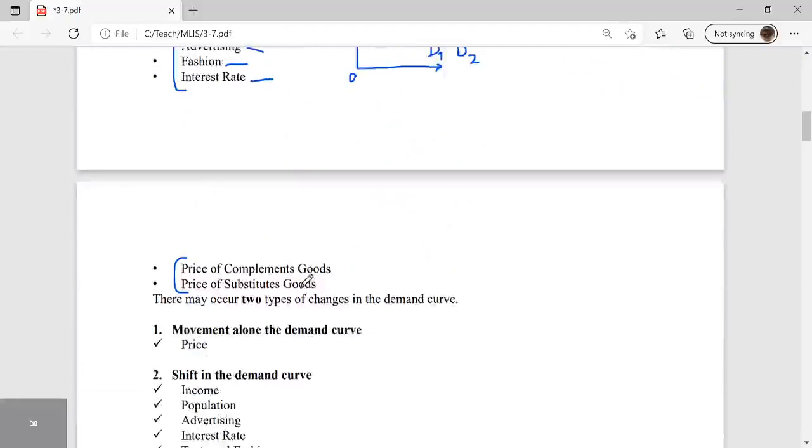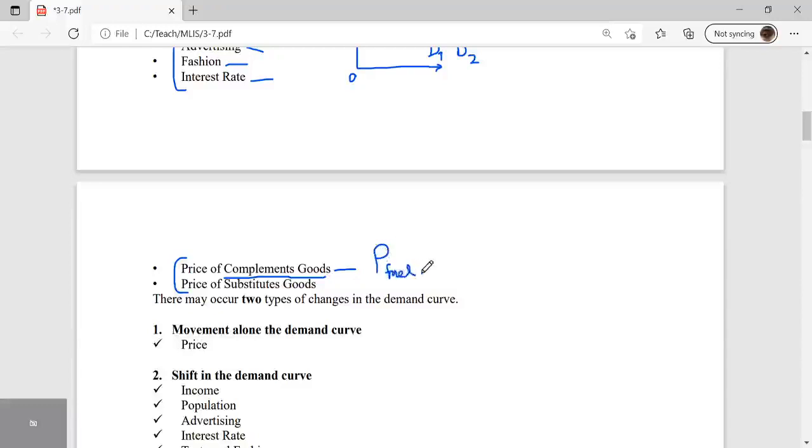Next we have price of complements. So the price of complements means, let's think about what a complementary good is. Complementary goods, or complements, are goods that are used together. We can't use them separately, we have to use them together. Okay, let me give you an example. Suppose price of fuel.